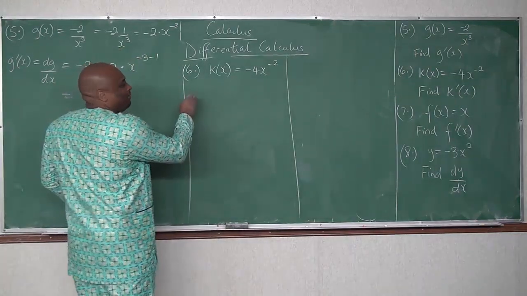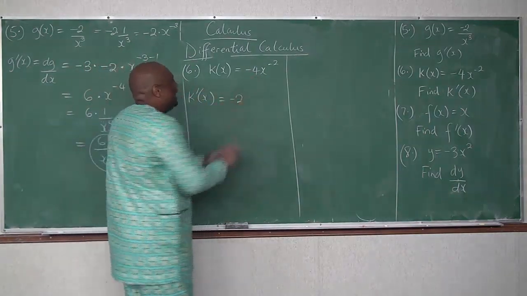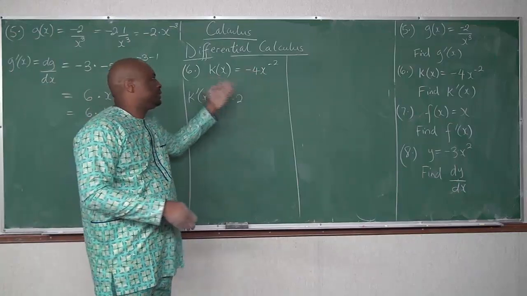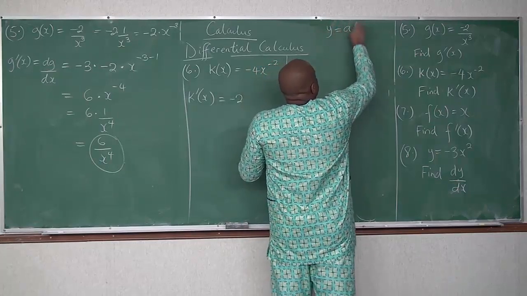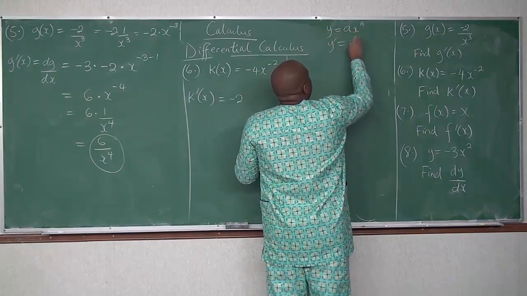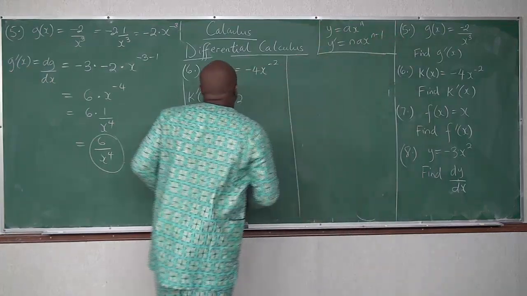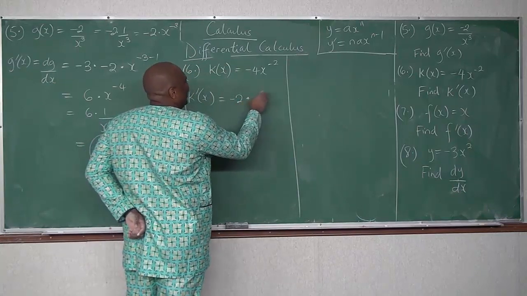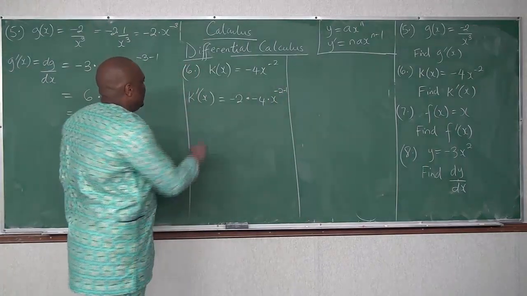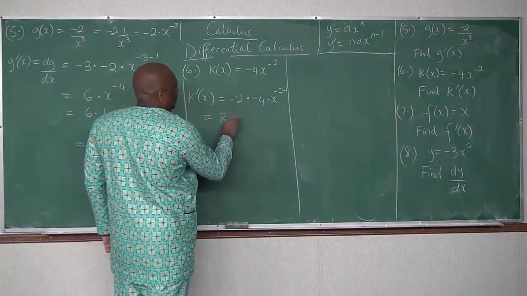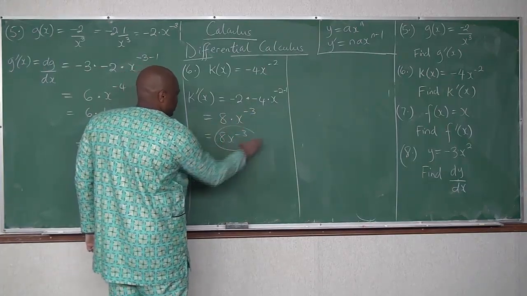Okay, now k prime of x will give us what? It's already in exponent form, so we just go ahead and do the power rule. Remember, y equals a x to the n, y prime is n times a times x to the n minus 1. So negative 2 times negative 4 times x, negative 2 minus 1. See that? Negative 2 times negative 4 is 8 times x, negative 3. So that is 8x exponent negative 3.